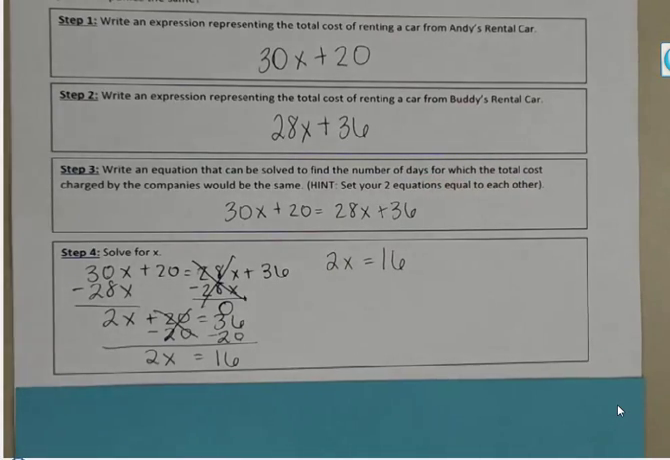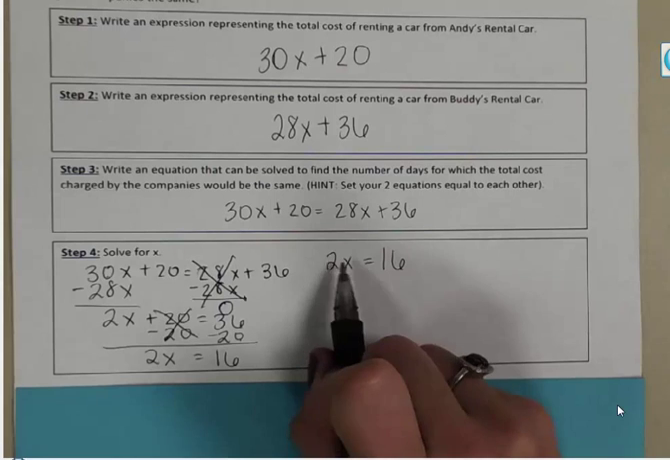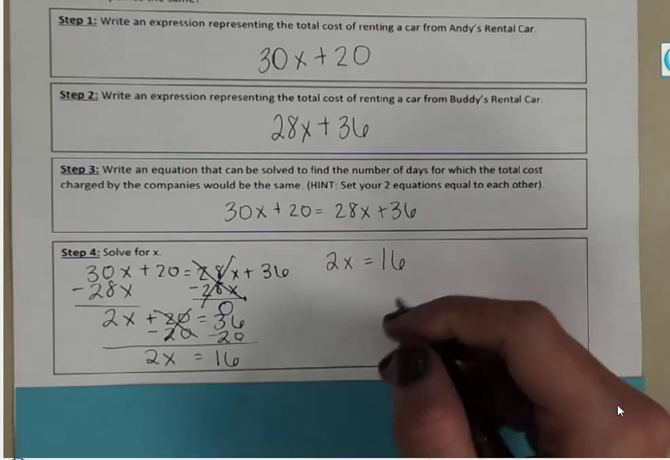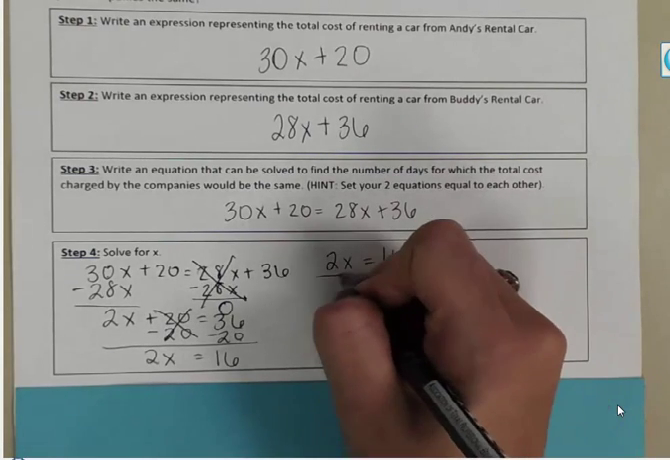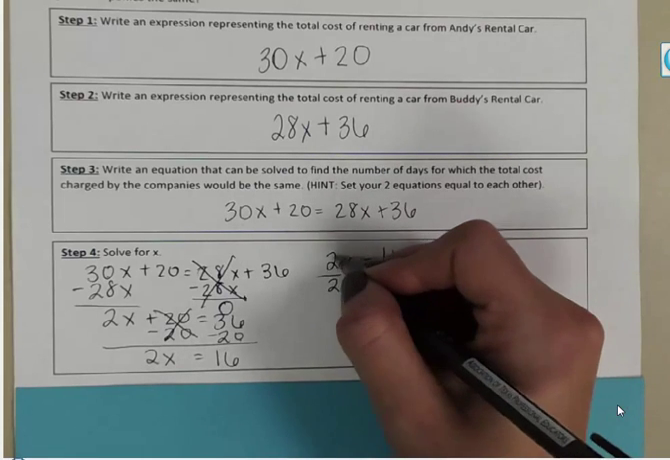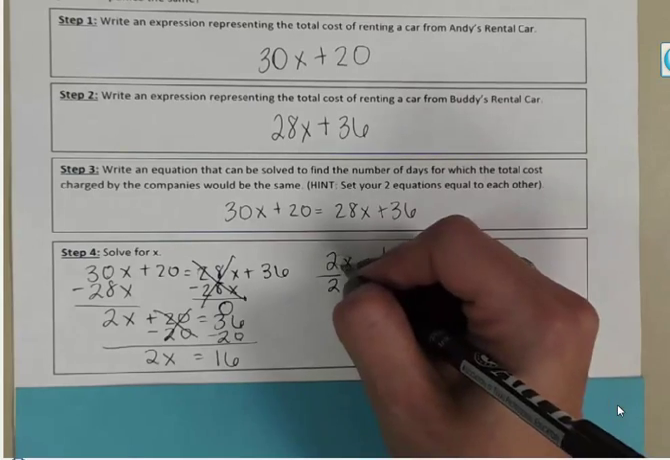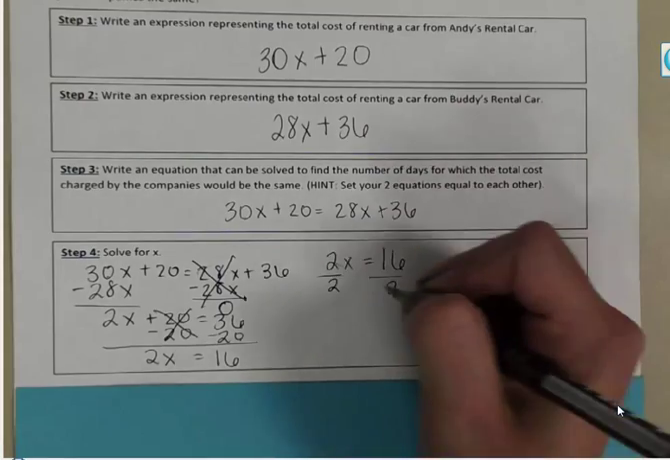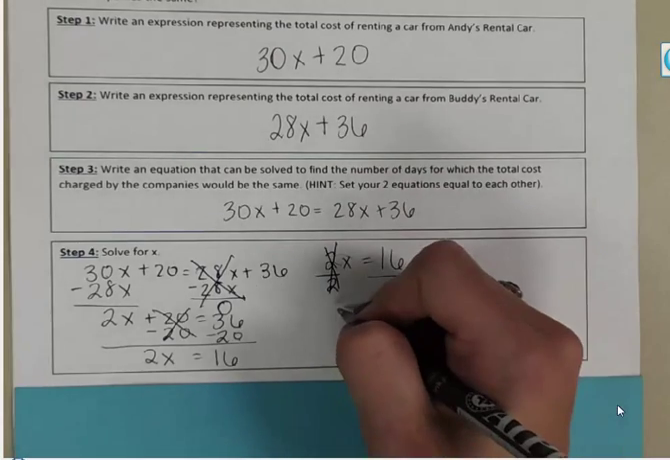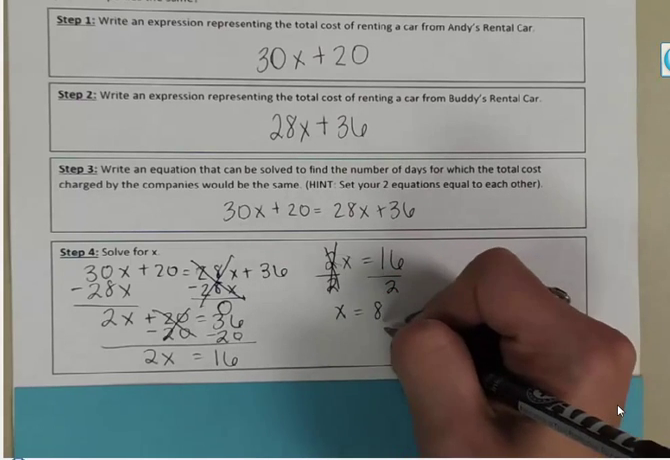Now, my goal is to figure out how many days. Well, how many days? I don't know yet because this is talking about 2, however many. So how do I solve for just x? Divide by 2, because this is a multiplication problem. So to undo multiplication, you divide. If you divide this side by 2, you have to divide this side by 2. This cancels out. We have x is equal to 8 days.